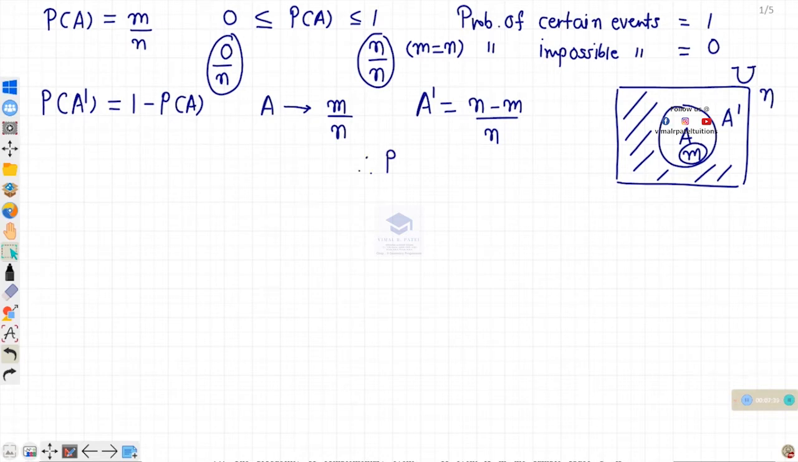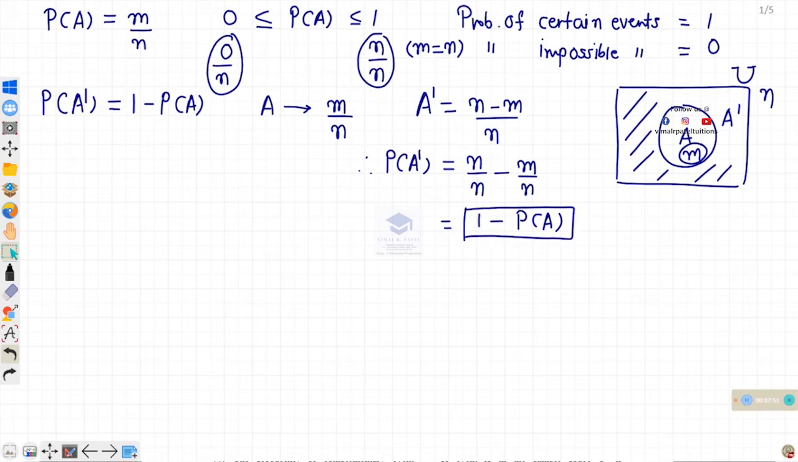So basically, if I split this, n upon n minus m upon n. So P of A dash is equal to 1 minus P of A, or P of A is equal to 1 minus P of A dash. Right?